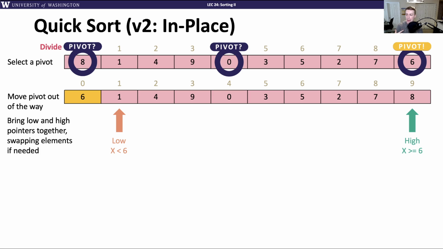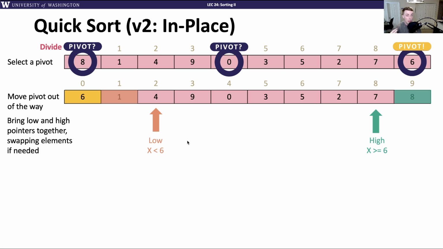So what I'm going to do is move my low pointer and high pointer closer to each other. Each time we find a match of sorts, like when low is pointing at a value that belongs in the low bucket, you can increase low, including it in that bucket. And same thing with high. If you're looking at a value that's higher than your pivot, you can decrease the high pointer, so you add it to your high bucket.